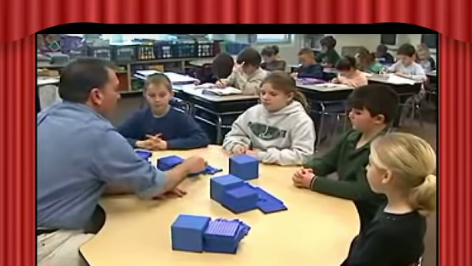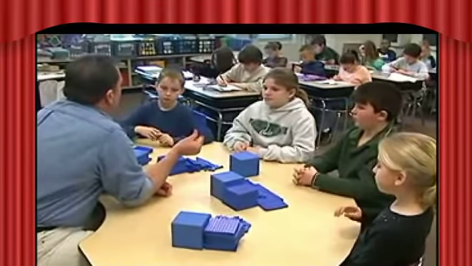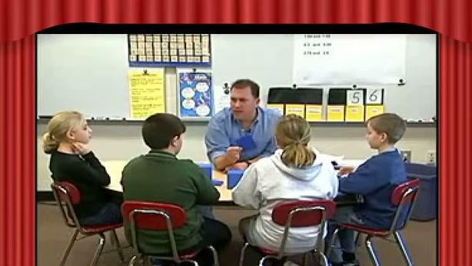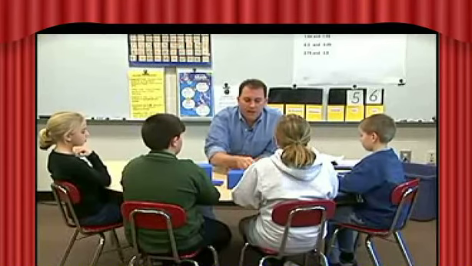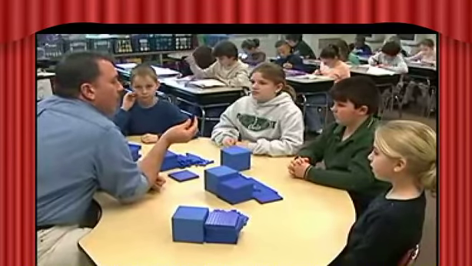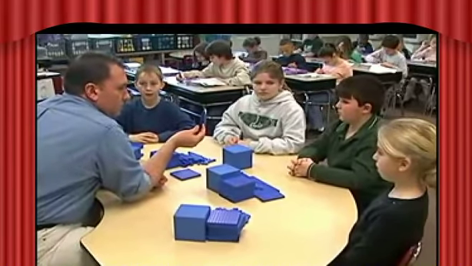Okay, guys, if this is the value of 1 this time, this represents the 1. What would be the value of this? 1/10. 1/10. Why? Because it takes 10 of those to equal one big cube. Super. What about this? This would be what? Allison? 100th. Why? Because it takes 100 of those to make the big cube.